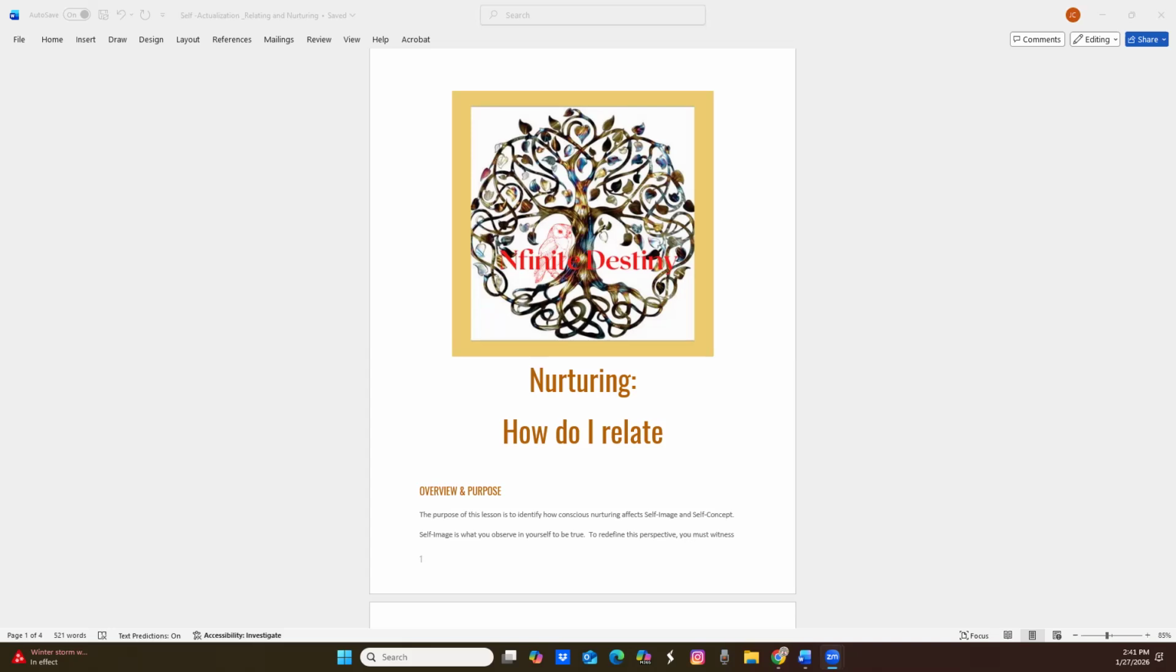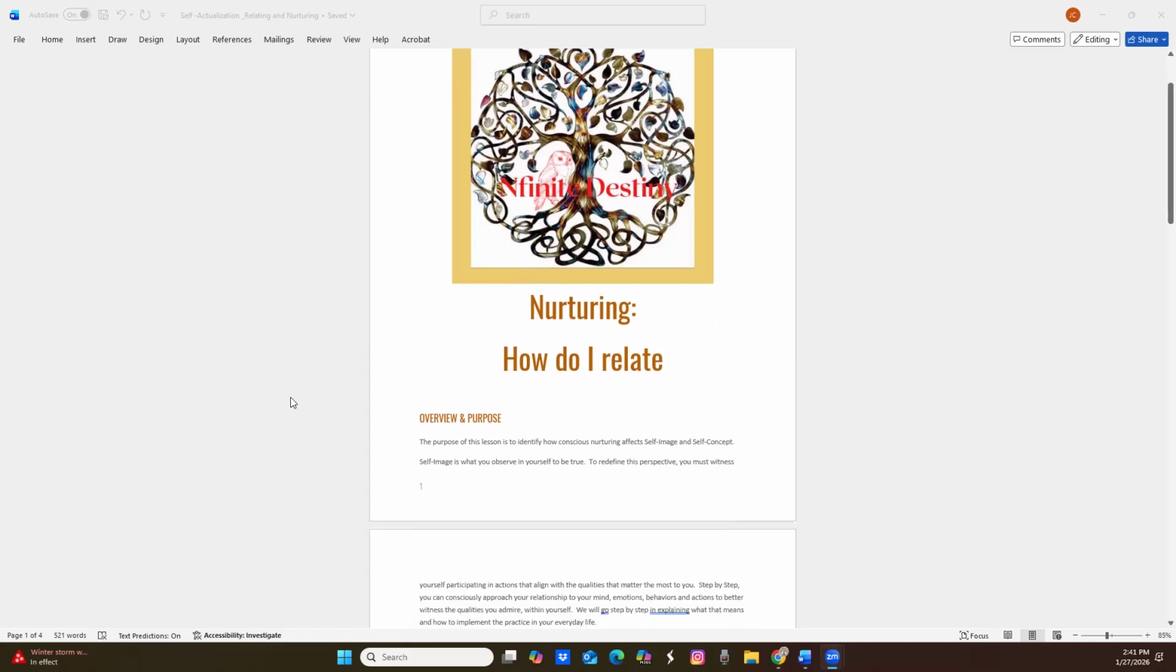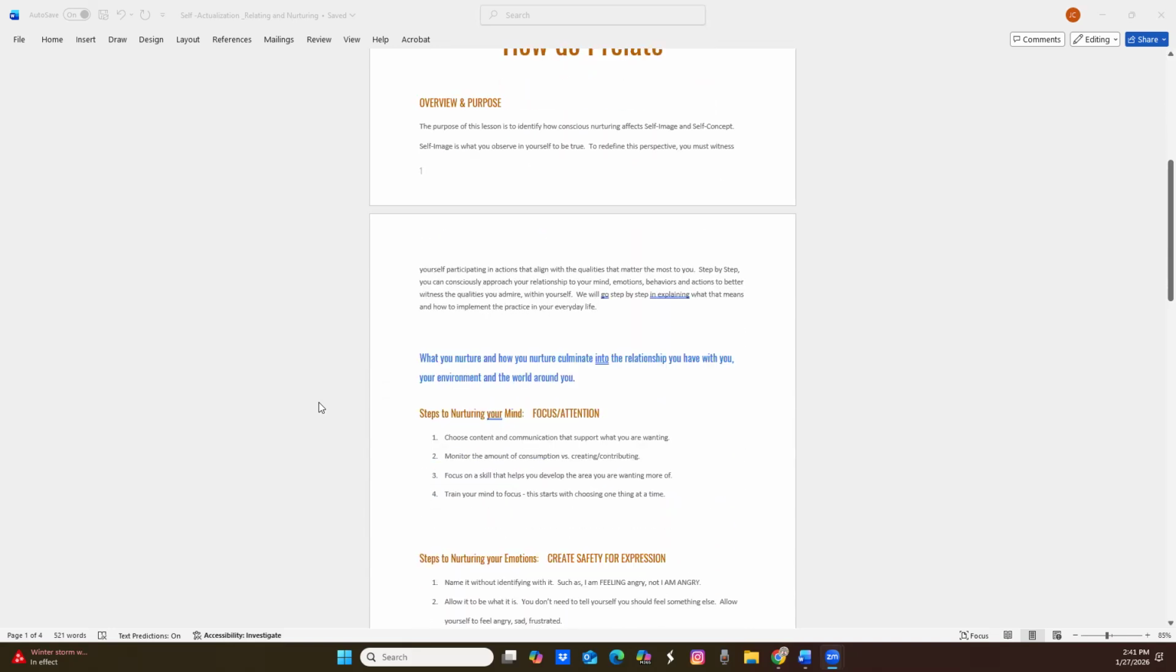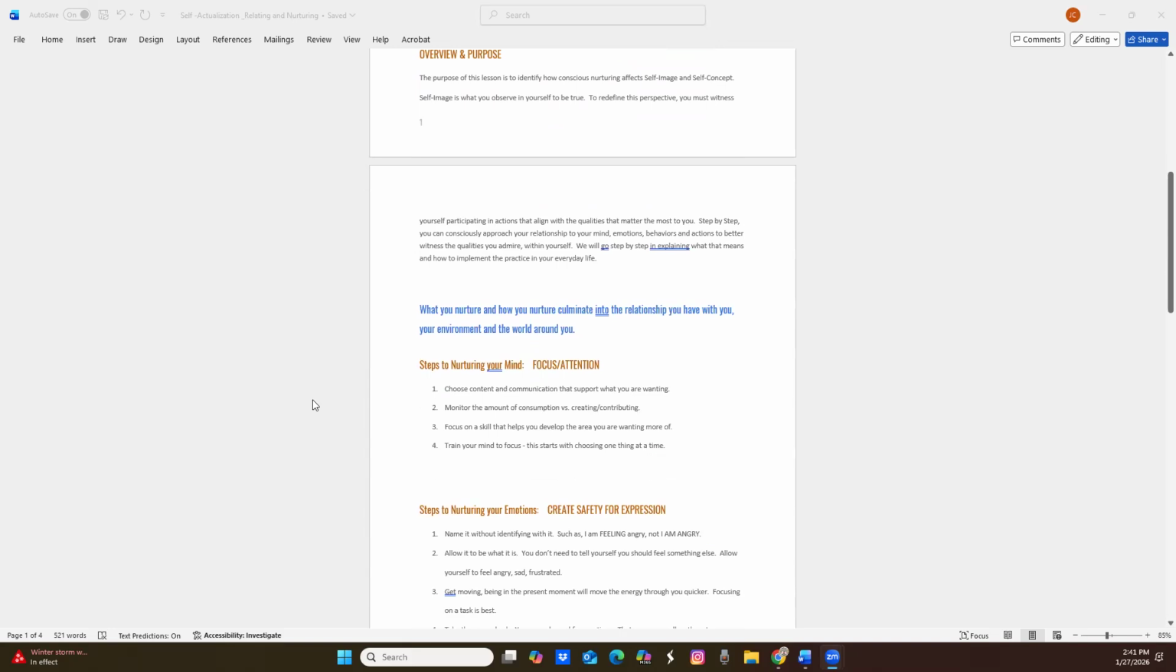So, for phase one regarding nurturing, this is how do I relate? This is how you relate to yourself, but also to the environment, to everything outside of you. But it begins from an internal state. And so, as you can see, this identifies how your self image and your self concept begins to form. So, we're going to begin by talking about steps to nurturing your mind, which is about focus and attention. So, how you choose to focus your mind.